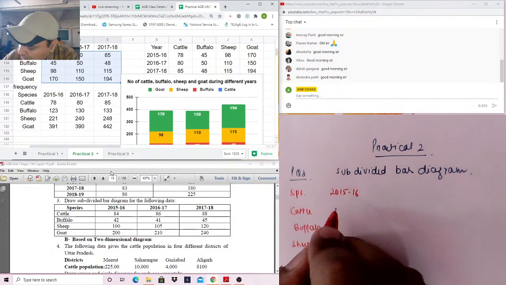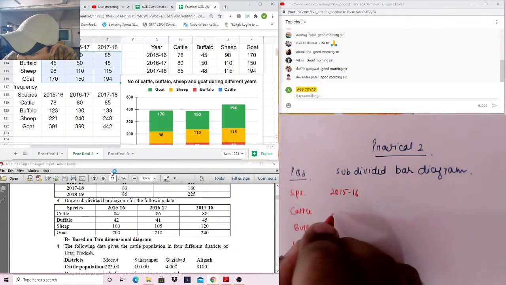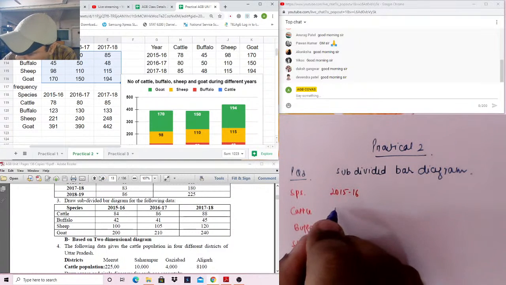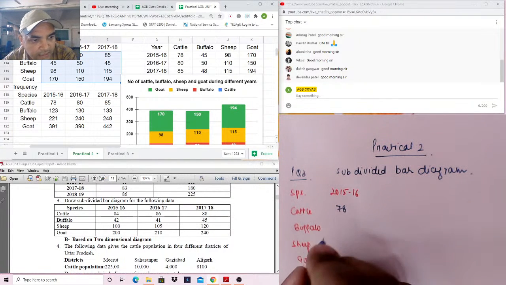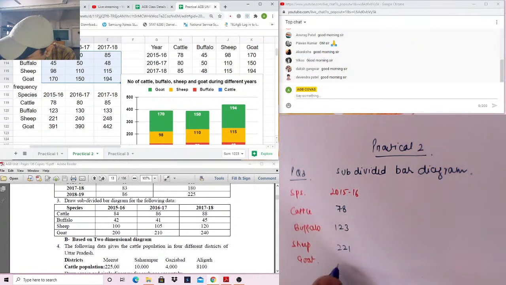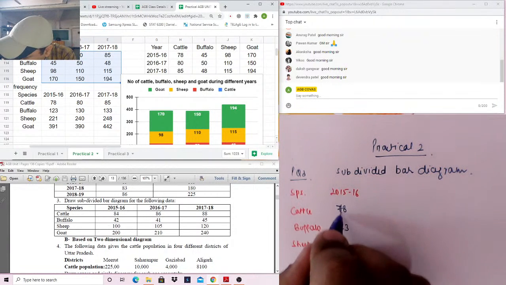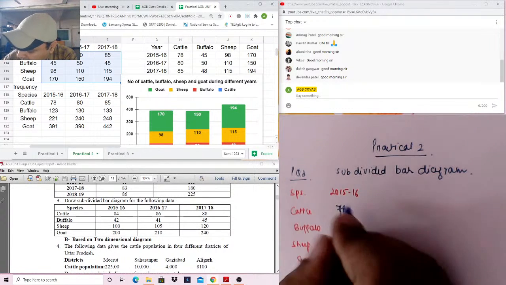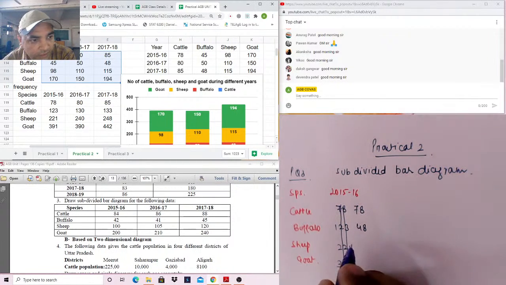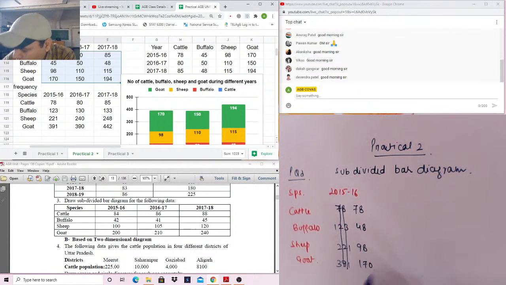Okay. So in 2015-16 we have been given that at a farm, for example, there were about 78 cattle, 123 buffaloes, 221 sheep, and 391 goats. Okay, so sorry, I have written this wrongly, this is not the data. The data is 78 cattle, 48 buffaloes, 98 sheep, and 170 goats.